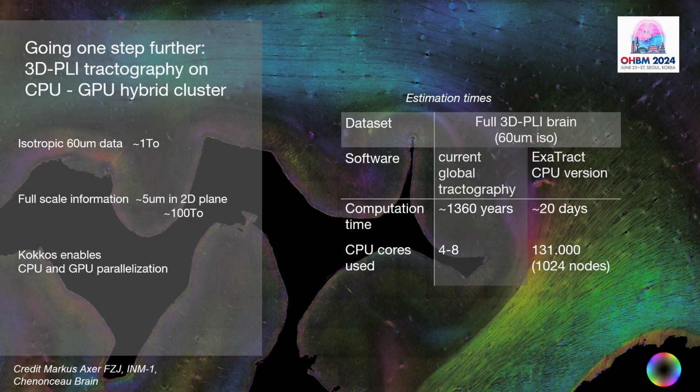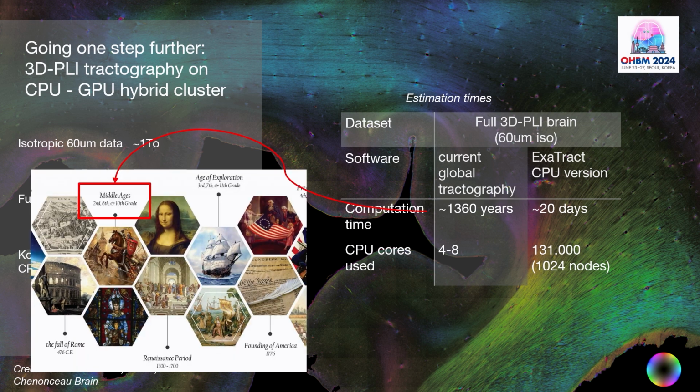If we now want to go one step further, we plan to manage the tractography and 3D-PLI that are done by our colleagues from Jülich. We estimated that we need 20 days to run it on Exatract, while if we imagine that we have a computer that can hold in memory the whole dataset, I should have started the computation during the Middle Ages to get the result today.